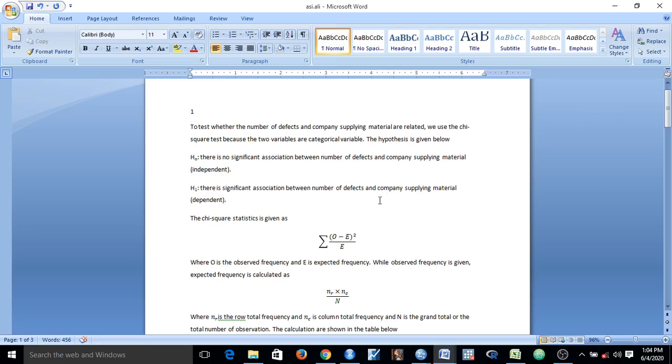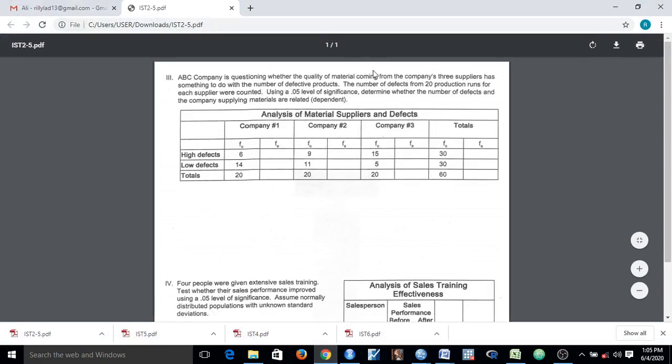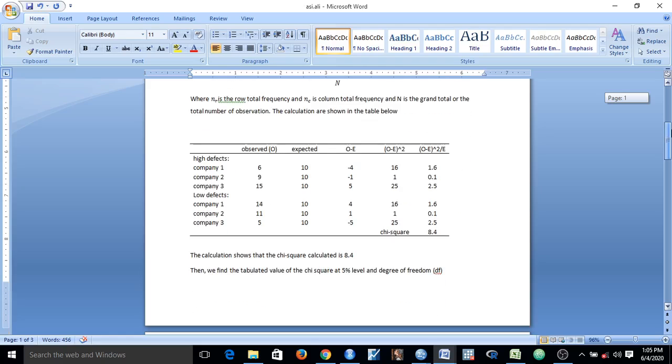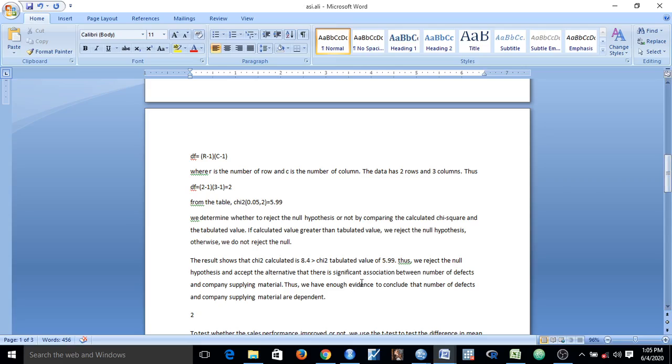So we have enough evidence to state that the quality of material coming from the company's supplier has something to do with the number of defective products that the company is producing. So that is our conclusion on the test. So we have enough evidence to conclude that number of defects and company supplying material are dependent.